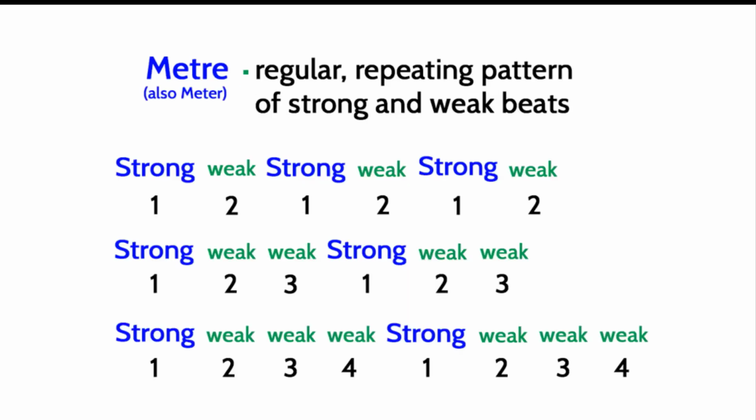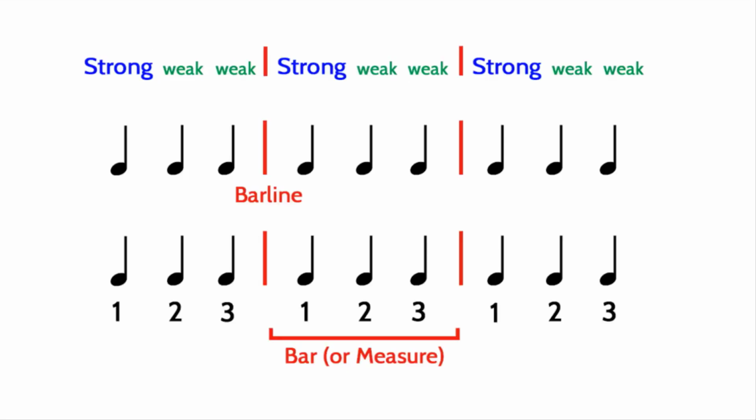Meter is described as a regular repeating pattern of strong and weak beats. We can count how many beats are occurring within the pattern, as I've done in these examples. In the music, we add a vertical line called a bar line to signify where the start of each pattern occurs. By doing this, we divide the music into bars or measures. Notice that the strong beat is always coming at the beginning of each bar. It's beat 1.